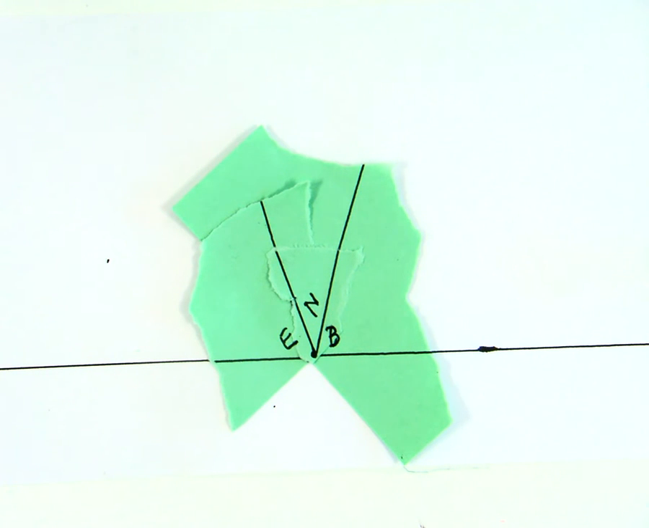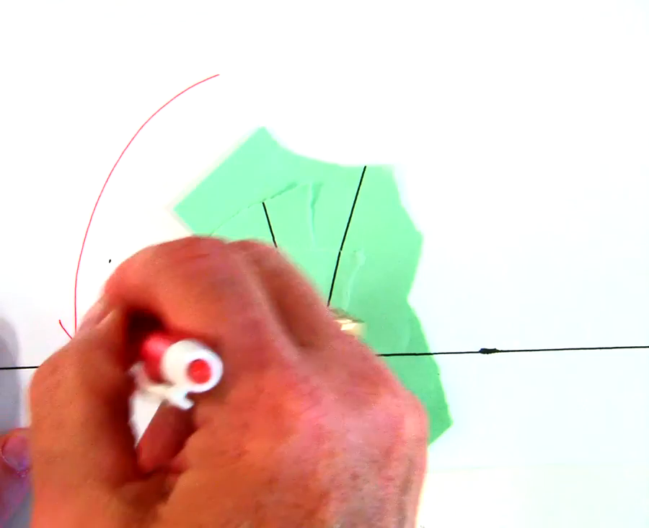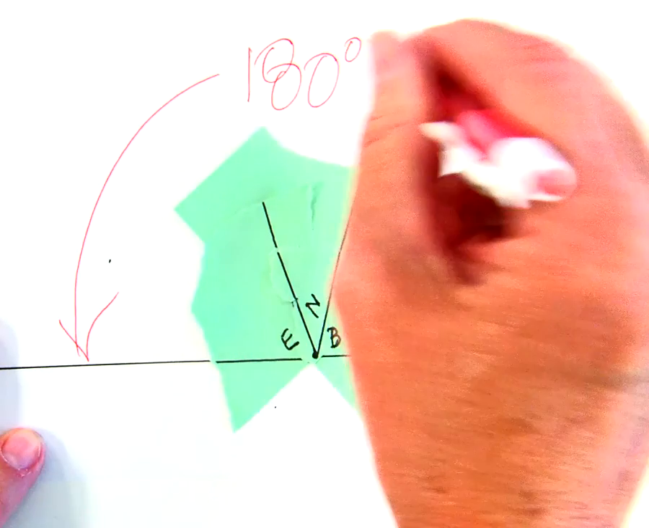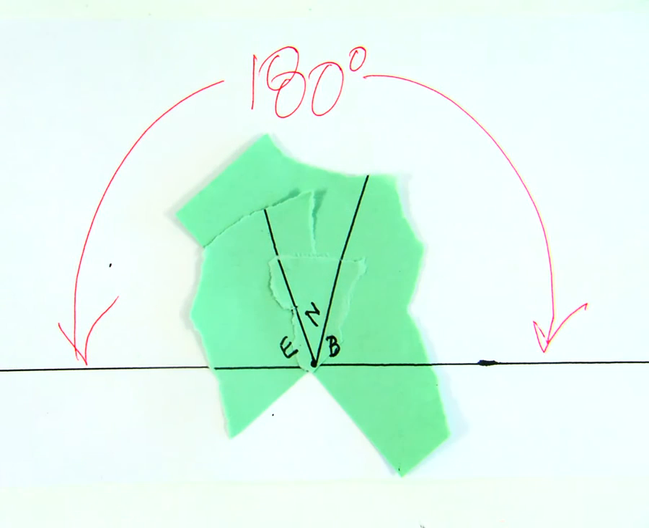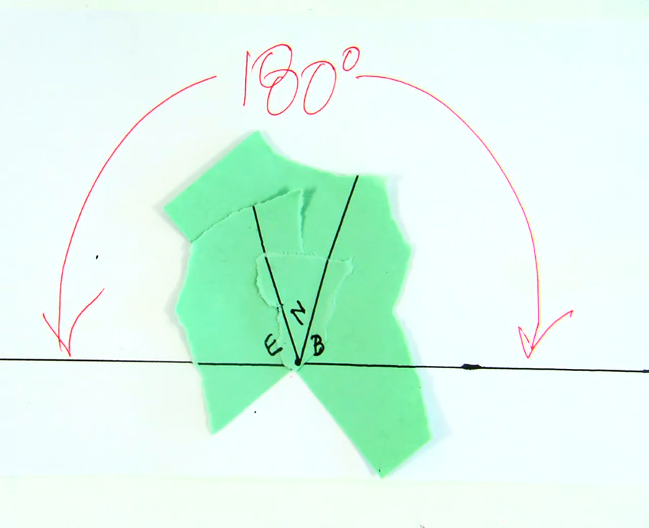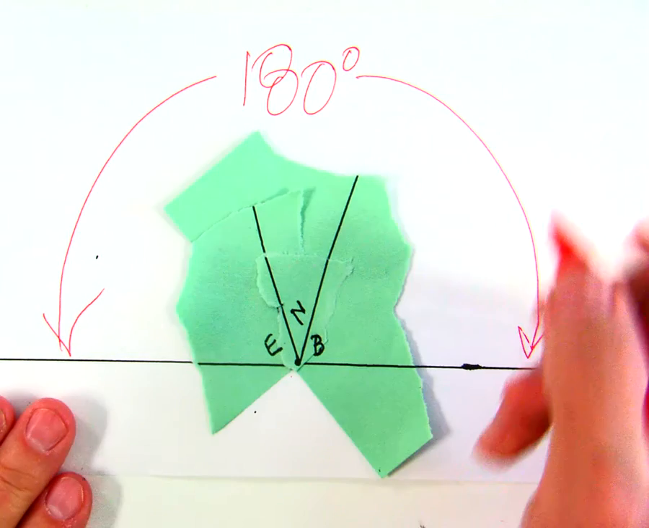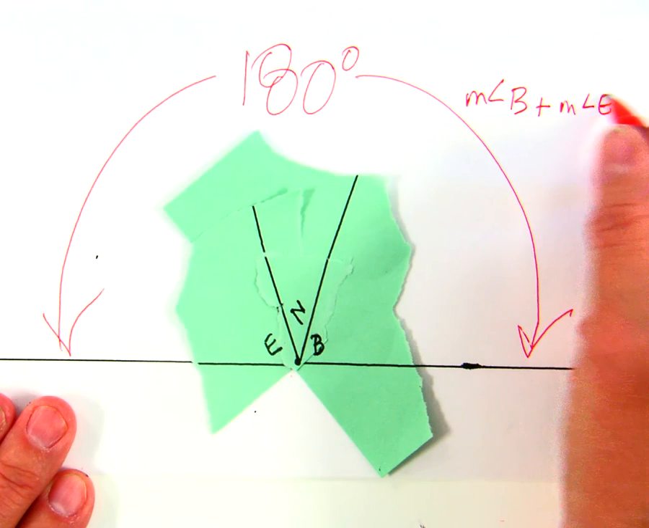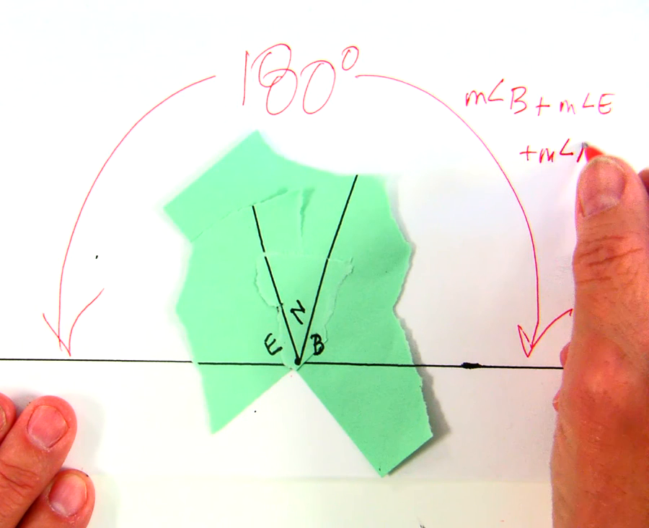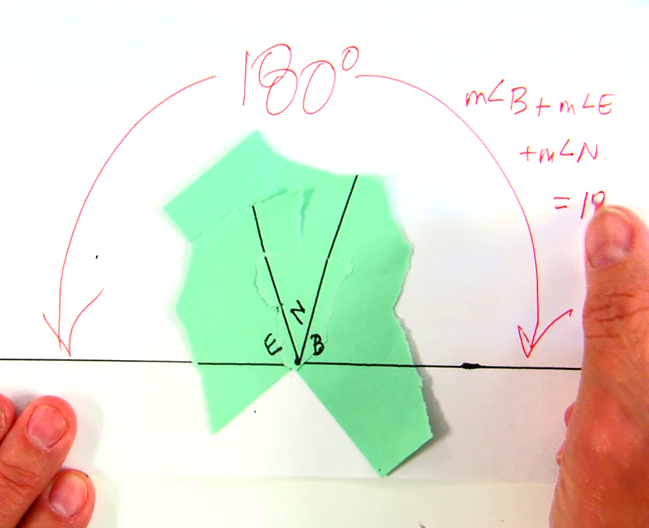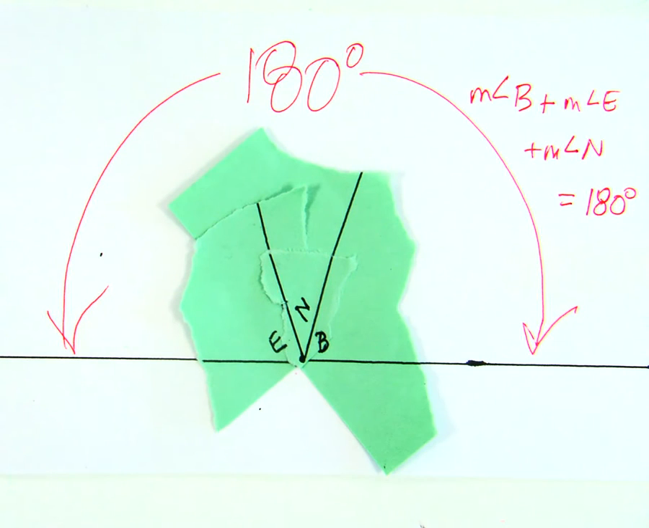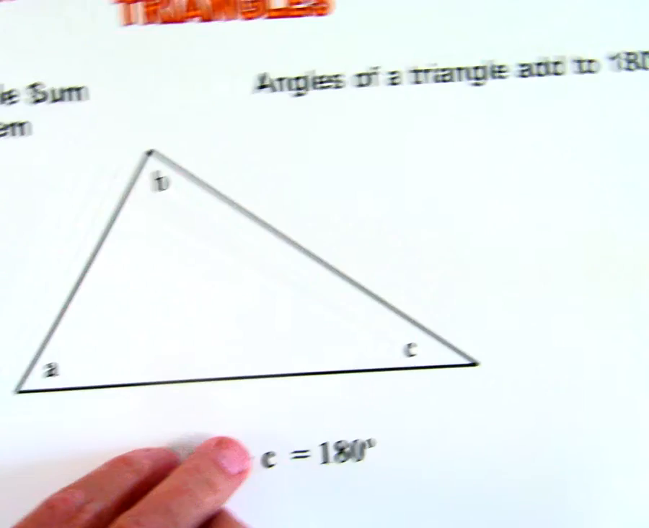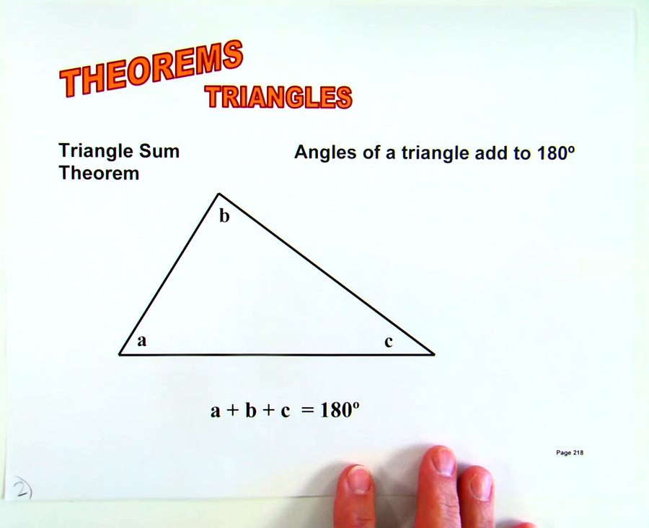I'm looking at this and I'm thinking, you know, that's a line. And a line, I'm pretty sure, because we just had a unit on lines, is 180 degrees. A line is a straight angle with its vertex there. That's 180 degrees. So what do we have? We have the measure of angle B plus the measure of angle E plus the measure of angle N is, wait for it, 180 degrees. Wow. And that just happens to be the triangle sum theorem.